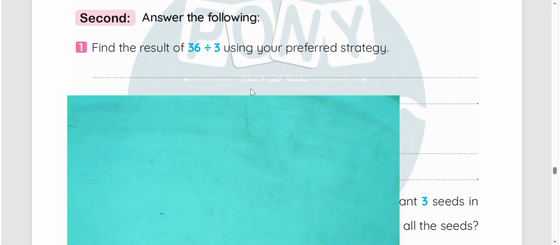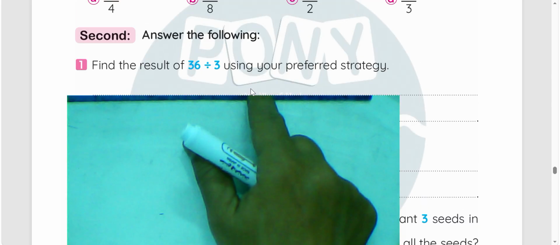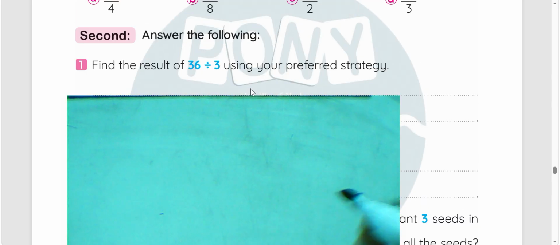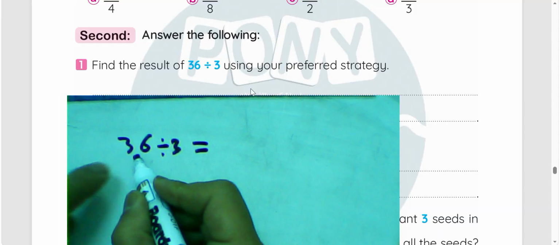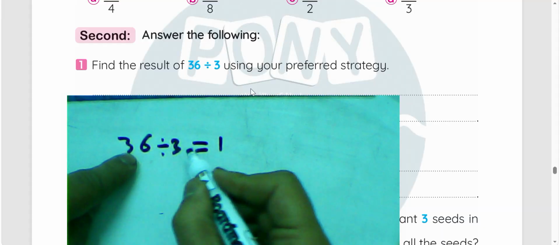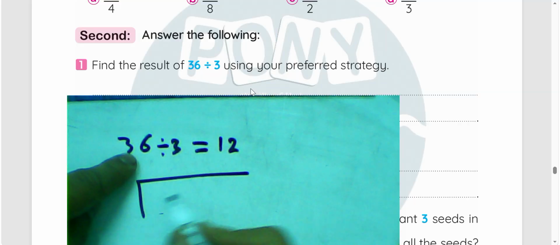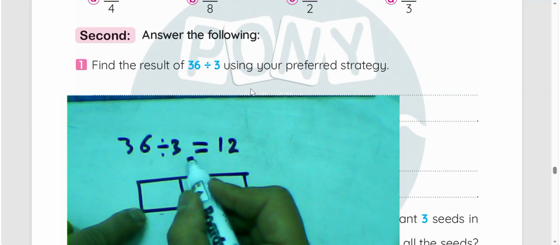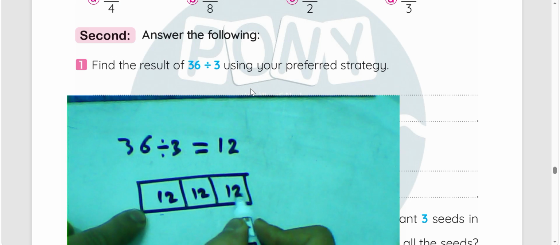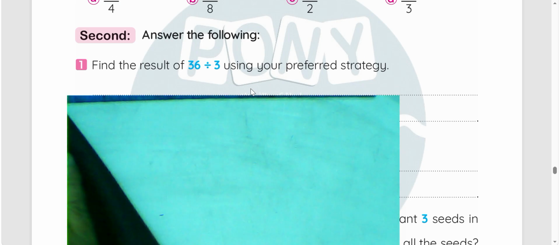Next question. Find the result of 36 divided by 3 using your preferred strategy. You can write 36 divided by 3 on the left-hand side. 3 divided by 3 equals 1 and 6 divided by 3 equals 2. Or you can draw bar models and divide it into 3 parts. 36 divided by 3 is 12. Okay, you can use bar models to find the answer.